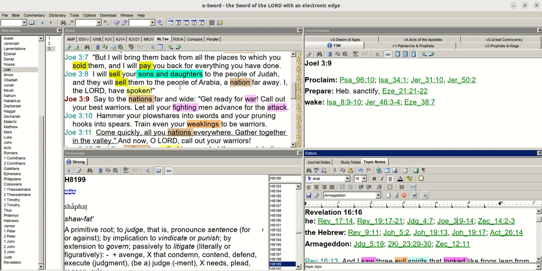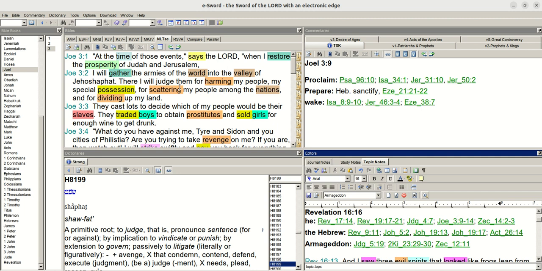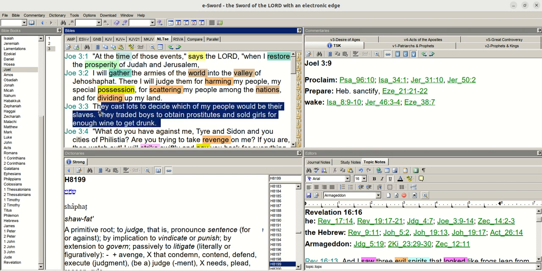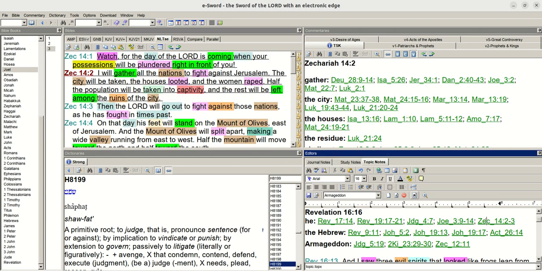But what do we get when we look at Joel and we went over it? We see all of these things. "They cast lots to decide which of my people would be slaves. They traded boys to obtain prostitutes and sold girls for enough wine to get drunk." Isn't that what's happening today? So we can see that a lot of times when we follow along with this TSK, this chain reference, we can pick up information that fills in a couple of question marks.